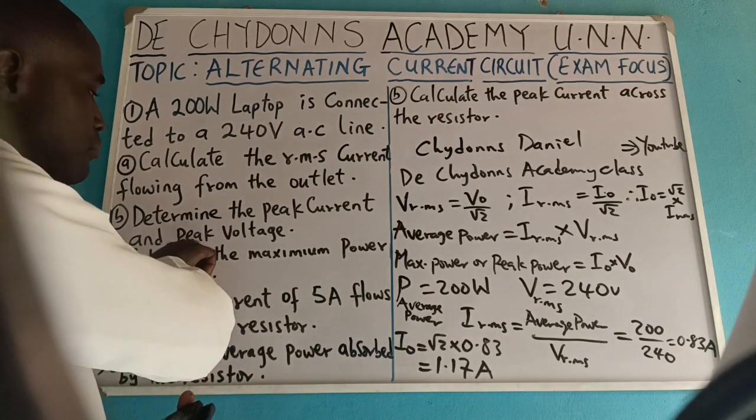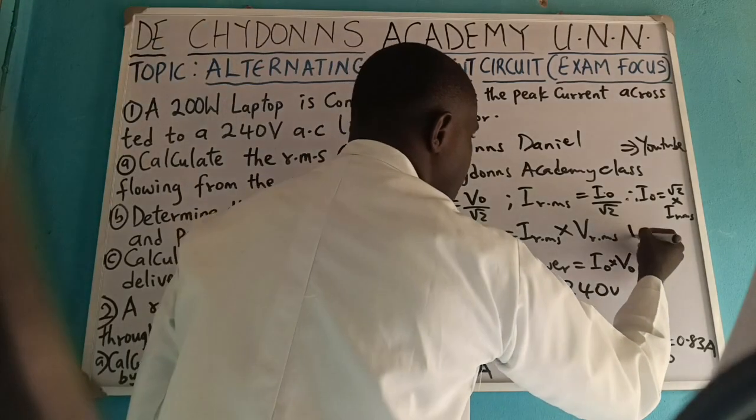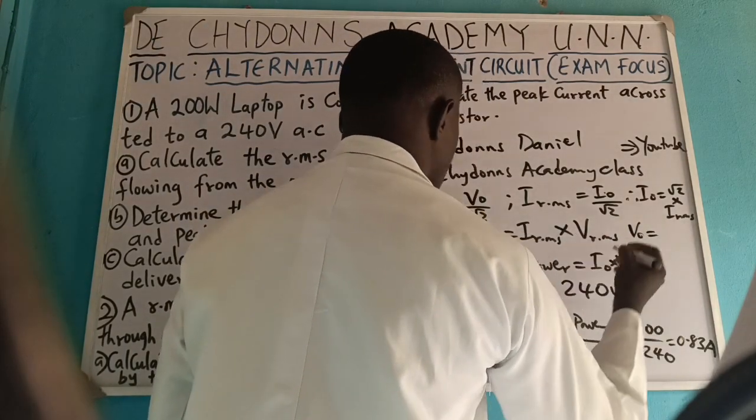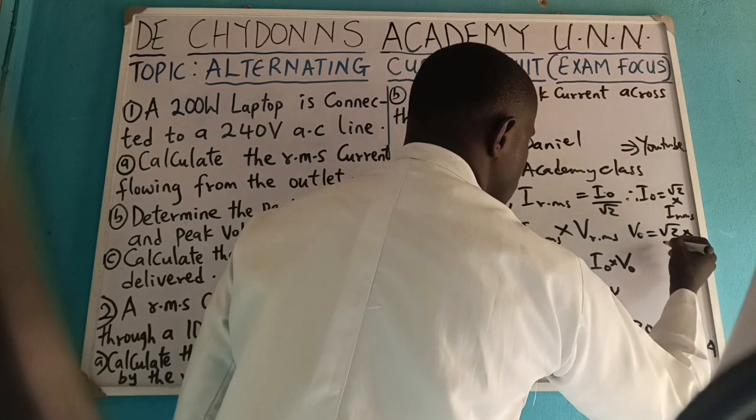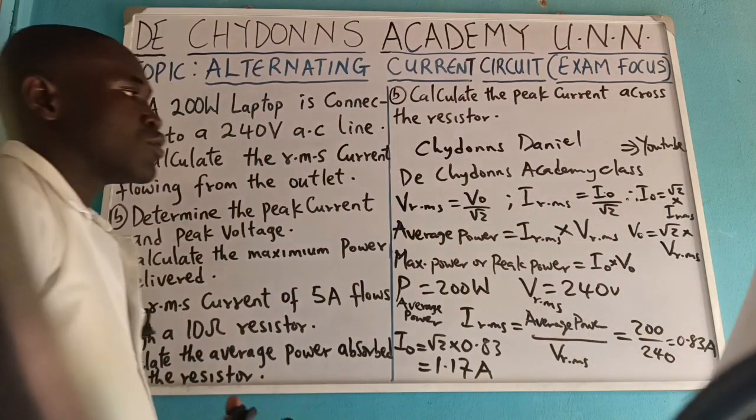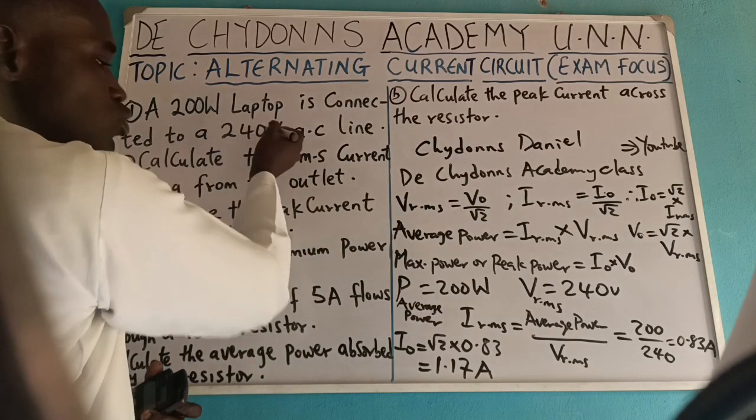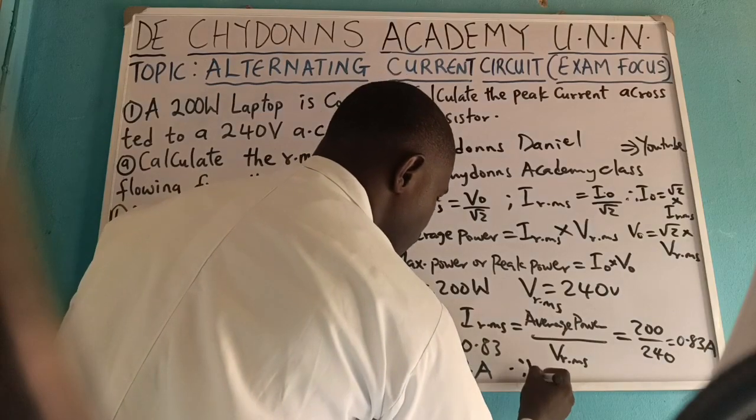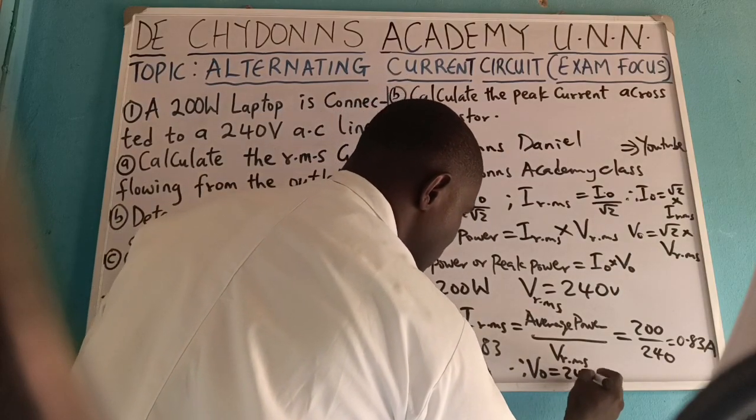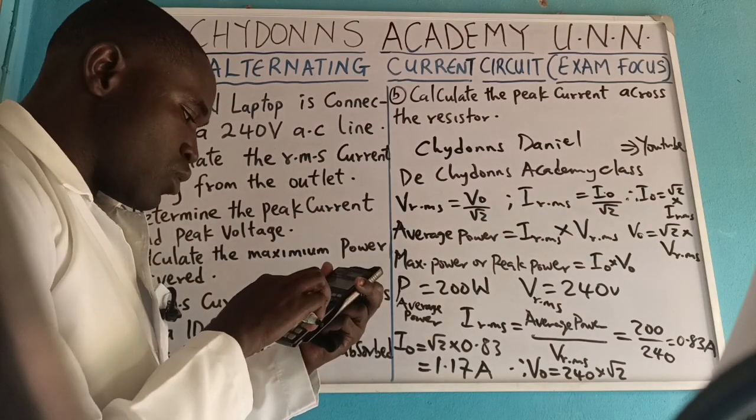Oh, we still remain peak voltage. How do we solve peak voltage? You say peak voltage equals root 2 times root mean square voltage. What is root mean square voltage? 240. Therefore, V0 equals 240 times root 2. 240 times root 2 will be giving you what?